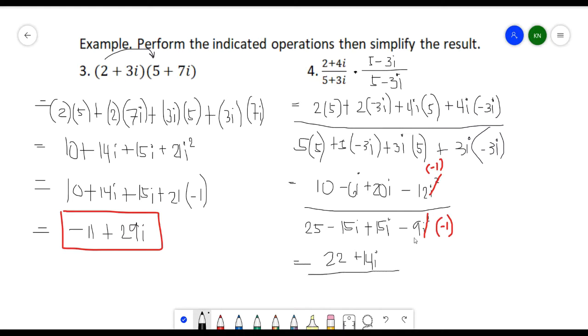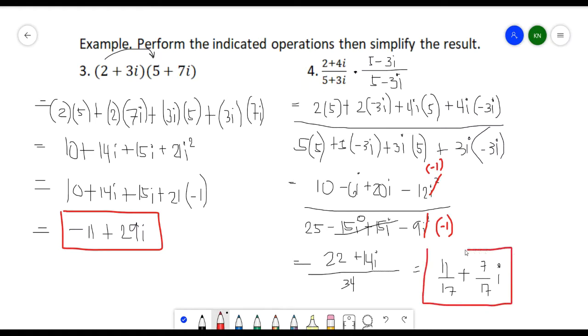And then for the denominator, -9 times -1 is positive 9. The imaginary terms cancel because they result in 0, so 25 plus 9 is equivalent to 34. And we know that we can still simplify this one. So this will give us the value of 11 over 17 plus 7 over 17i. So this is now the final answer for the division of our complex numbers.